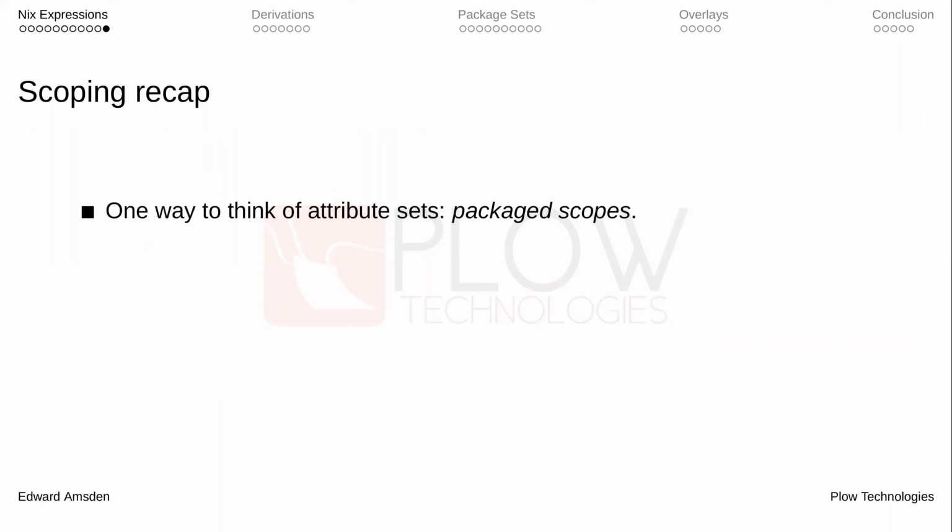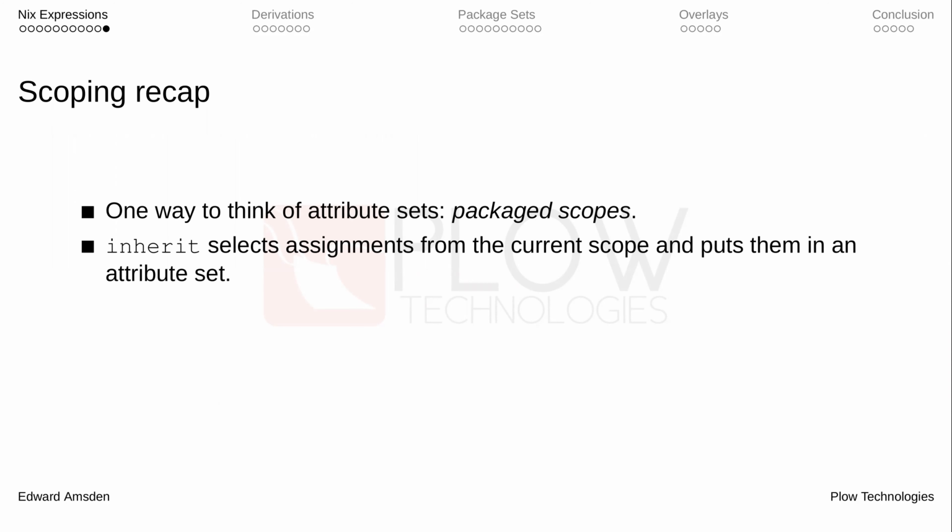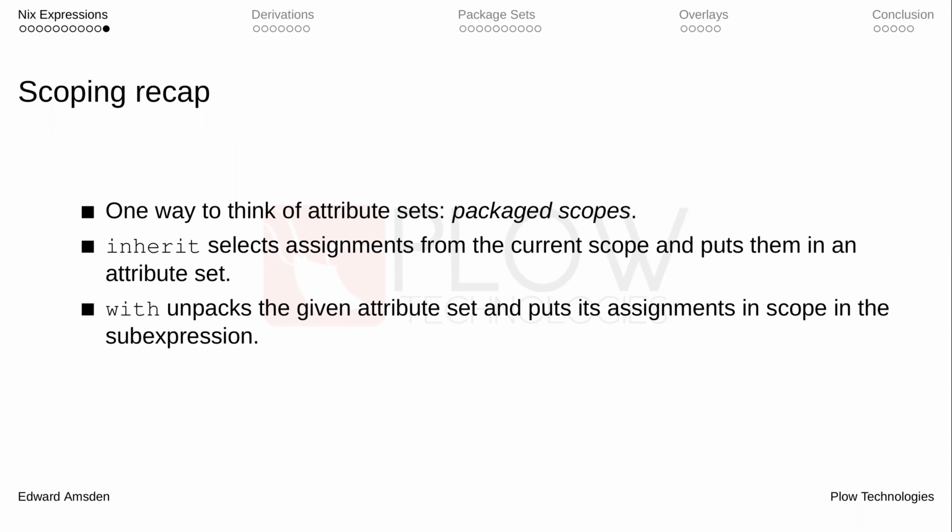Okay, so just to recap a little bit, put everything together. A good way to think of attribute sets is just as scopes packed up. Think of inherit as selecting assignments from the current scope and putting them into an attribute set, and with as taking an attribute set and putting the assignments from that attribute set in scope in the sub expression for with.